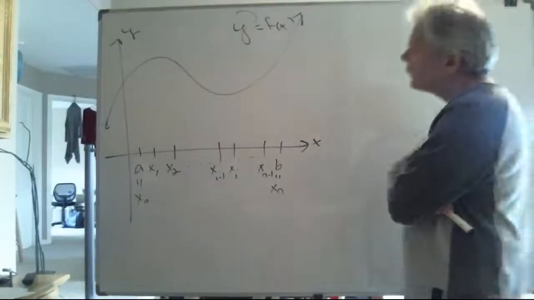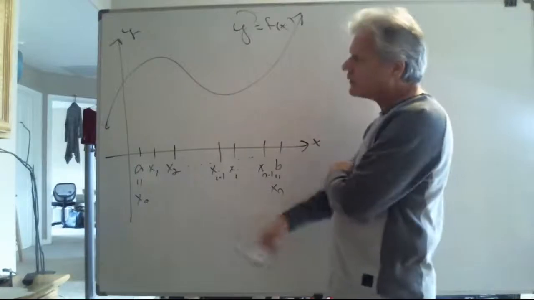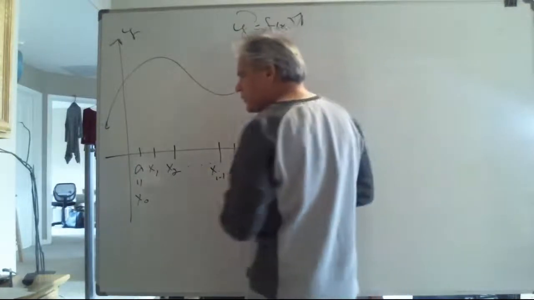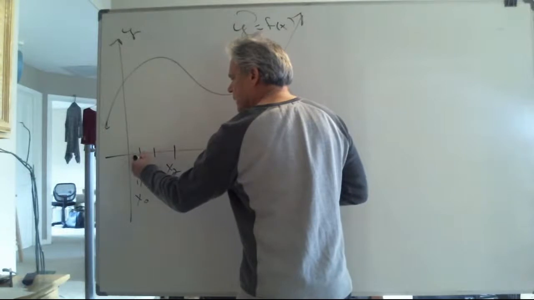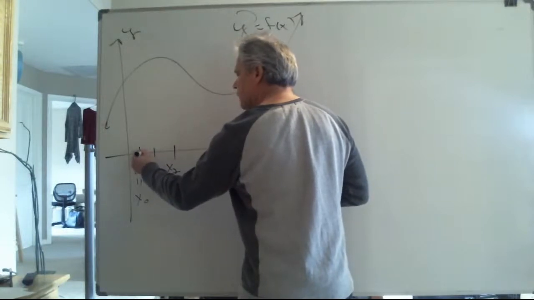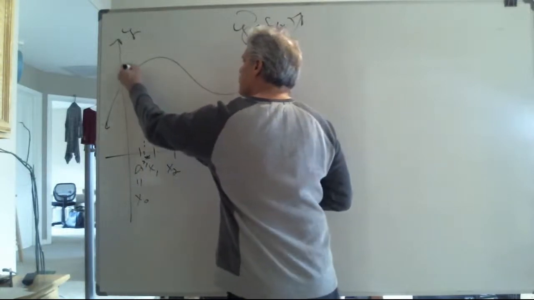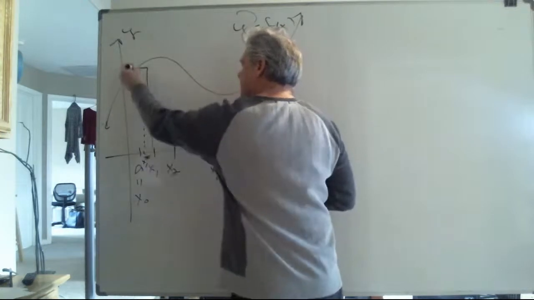I would like you to recall how you would have approximated the area underneath this curve, x ranging from A to B. We chose an arbitrary value of x, call it x sub 1 asterisk, in that first subinterval to go up to the curve to determine the height of the first approximating rectangle.